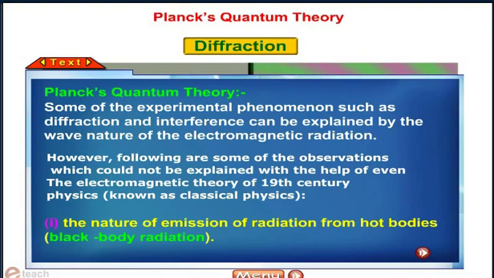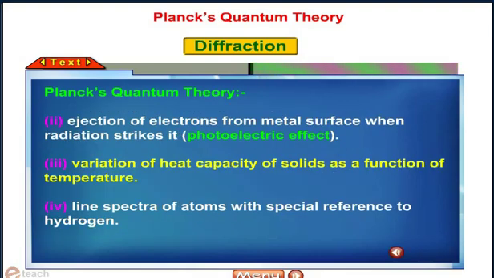Number 1. The nature of emission of radiation from hot bodies, that is the black body radiation. Number 2. Ejection of electrons from metal surface when radiation strikes it, that is photoelectric effect. Number 3. Variation of heat capacity of solids as a function of temperature. And number 4. Line spectra of atoms with special reference to hydrogen.